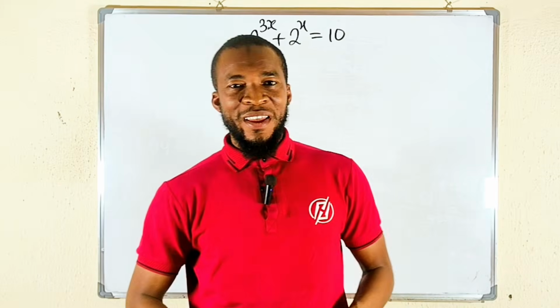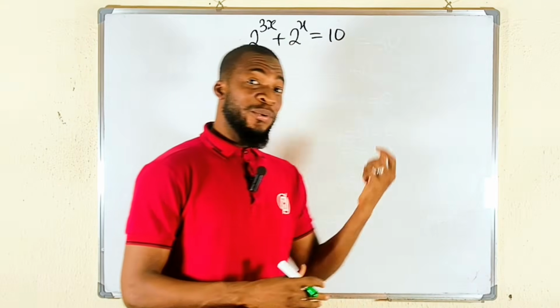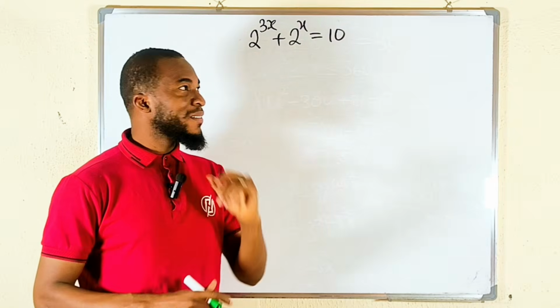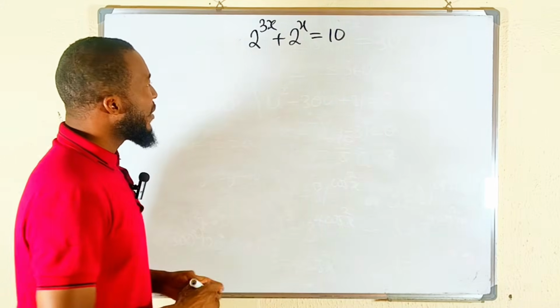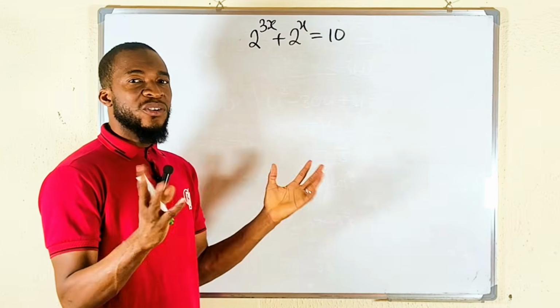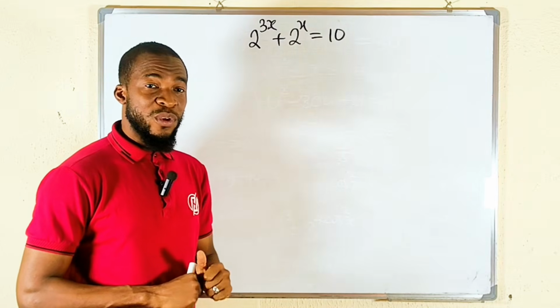Hello everyone. Let us provide a solution to this simple looking exponential equation. It is simple looking, but it is not that simple. 2 to the power of 3x plus 2 to the power of x equal to 10, and we are looking for all the values of x that can satisfy this equation.